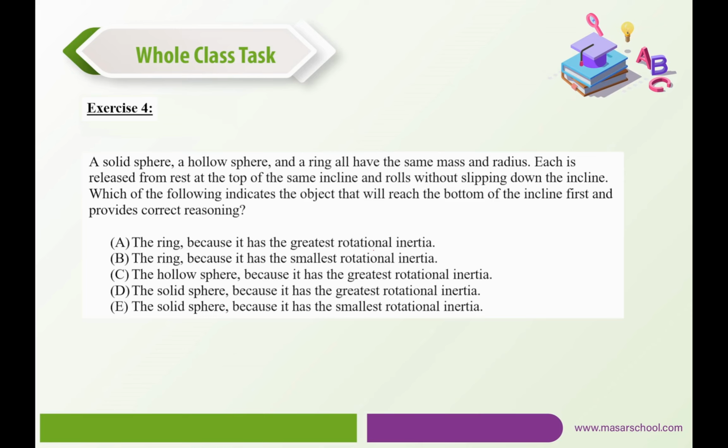Now we know that the hoop, the ring, has the greatest inertia. So let me say that this is 3. So this is the most inertial one. We know that for the mass distribution, the solid sphere is the less inertial, and in second place comes the hollow sphere. Then the correct answer would be E, the solid sphere, because it has the smallest rotational inertia.